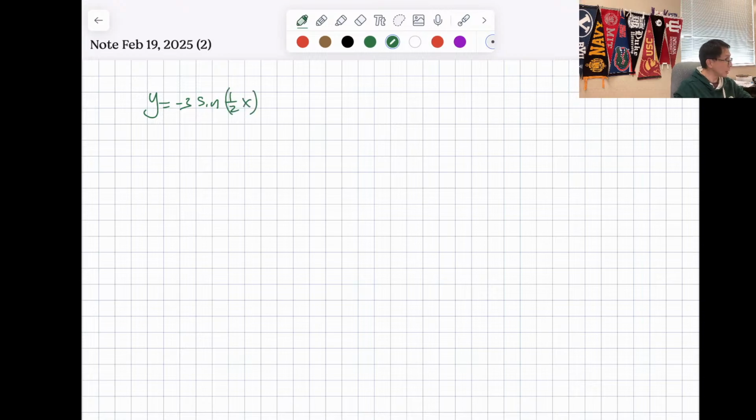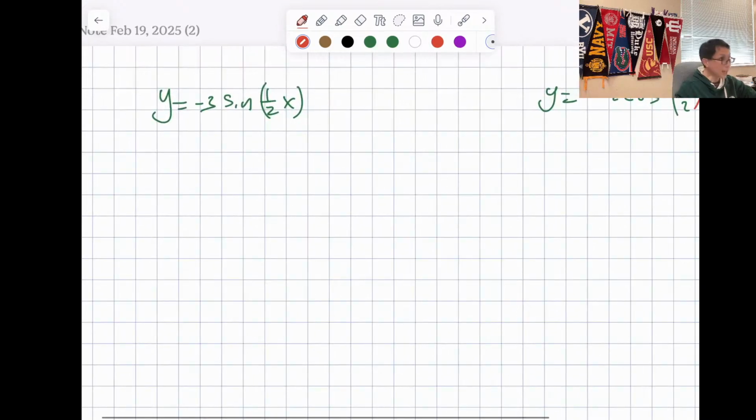And Sydney, give me a second question. You can name me cosine one. So negative 2 cosine of 3 over 2x, like this. Okay, good. So let's go figure out everything together.